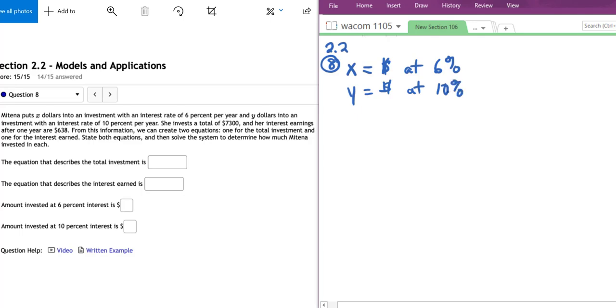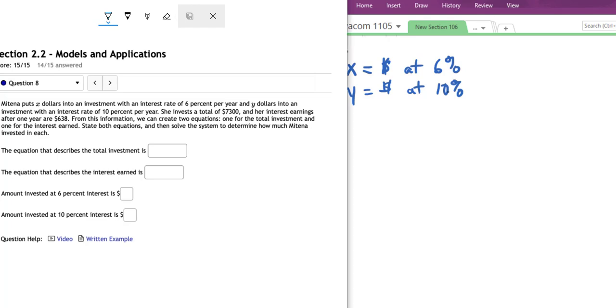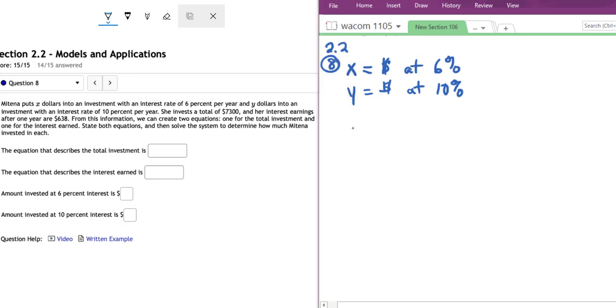Right? And one equation is going to work with the total money, which is very common. So X plus Y equals your total money, 7,300. The other one we're going to make equal the interest. And they told us the interest for 1 year. It's nice that it's 1 year.